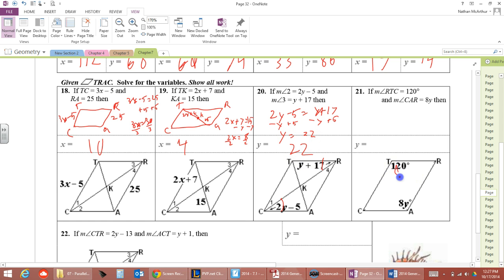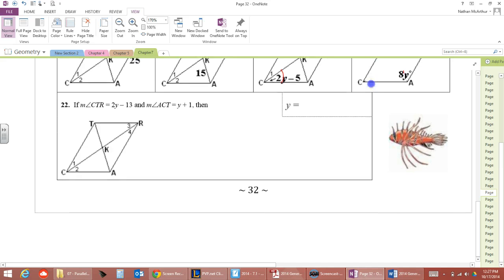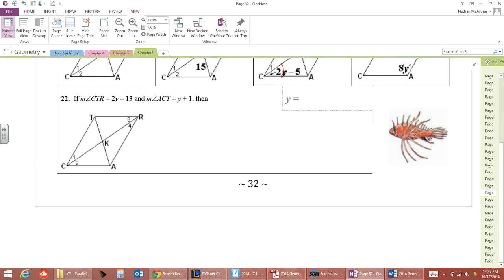Again, for this picture, they are opposite angles. Opposite angles are congruent. So 8y is equal to 120. Divide by 8, divide by 8. It goes in once, and then 5, so it's going to be 15. Y equals 15. Cool. Hey, that's the last problem.